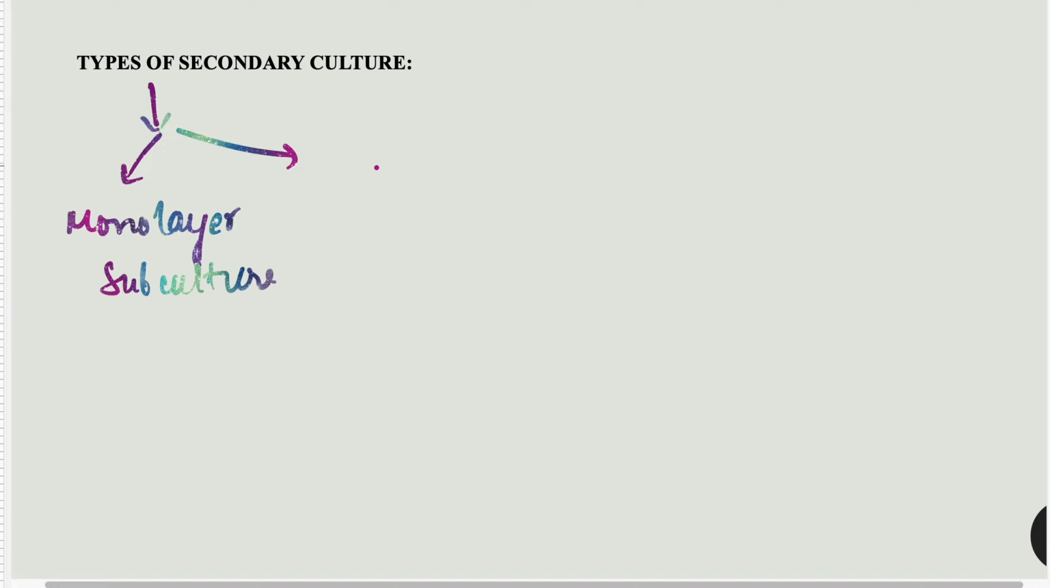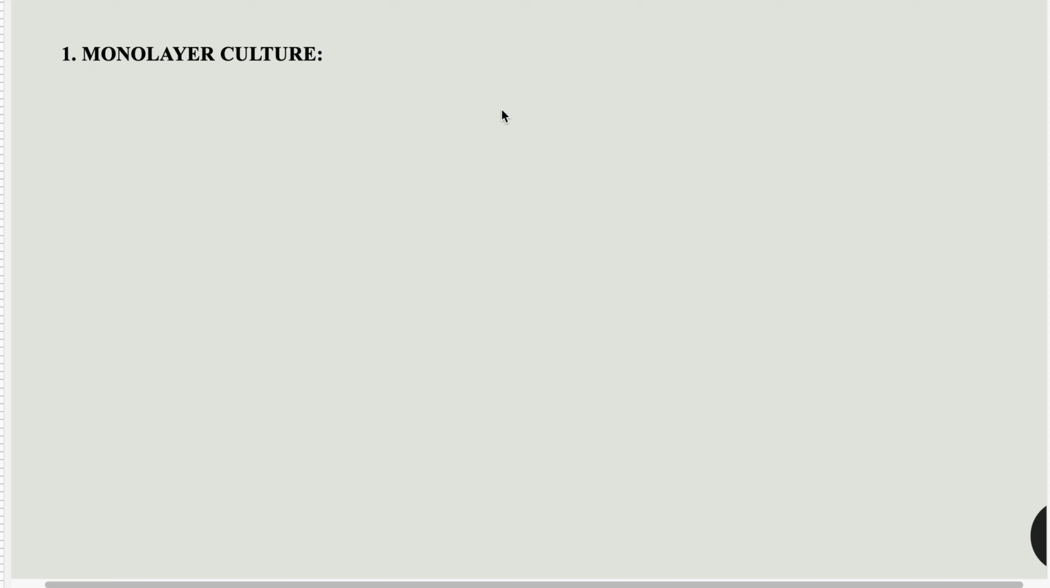The types of subculture: most commonly we see two types, the first one is monolayer subculture, and the second one is suspension subculture. So these are the two methods subculturing follows. First we will see about monolayer culture.